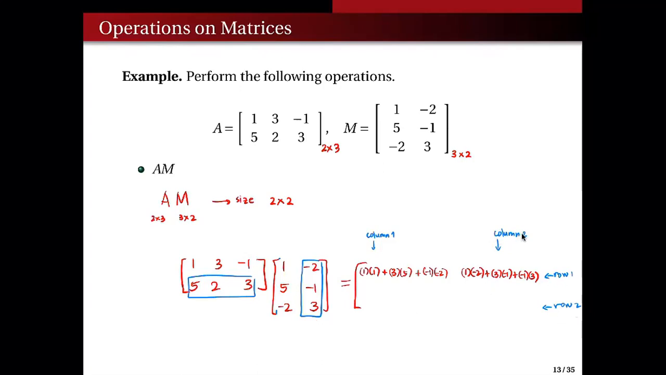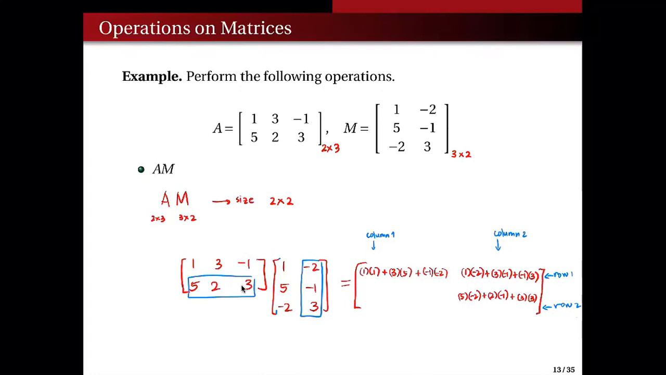Row 2, column 2. So we have here 5 times negative 2, 2 times negative 1, and then we have 3 times 3. Okay?